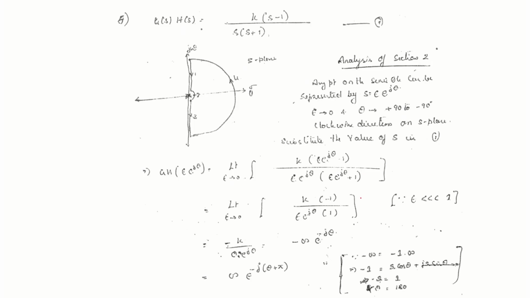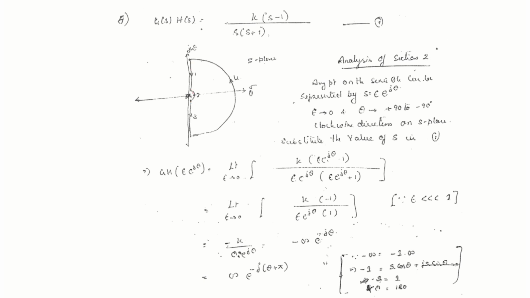Okay? Very interesting problem you see here now. G(s) = K(s − 1) divided by s(s + 1). You have to do it a little carefully here, because there is a minus sign here. Again you draw the Nyquist path as it is.